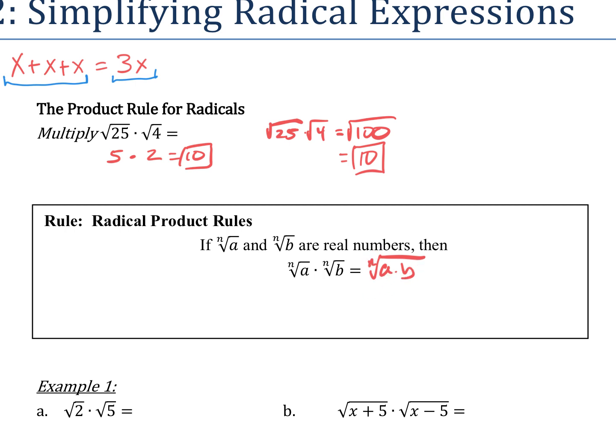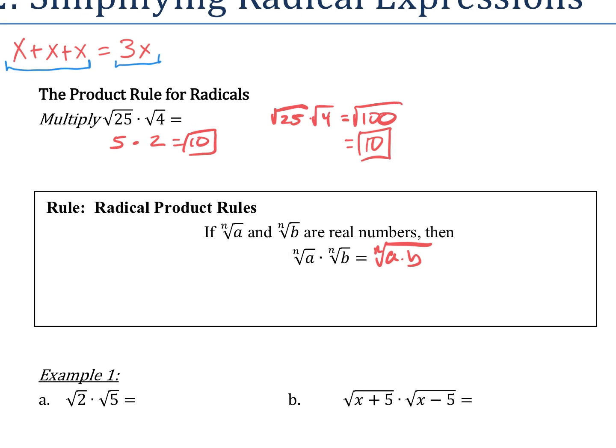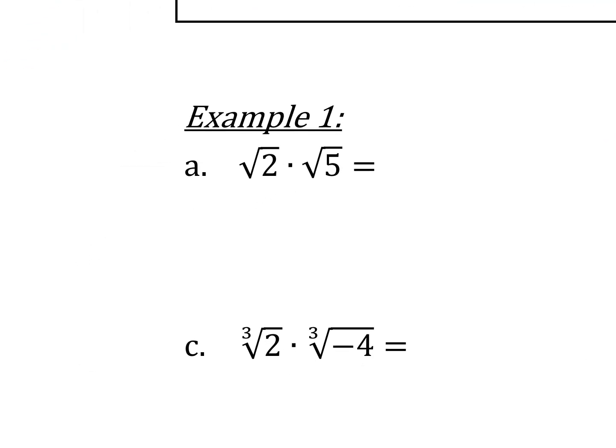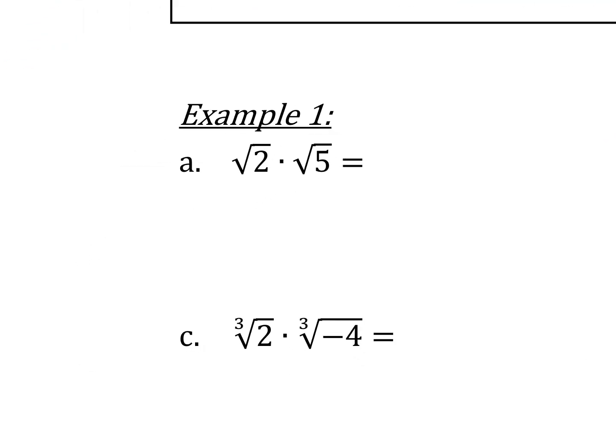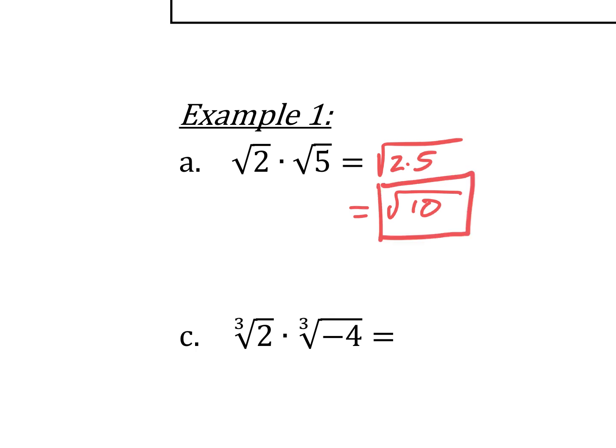Okay, so let's see how that works. So we've got the square root of 2 times the square root of 5. Well, that's just going to be the square root of 2 times 5. We can put them under one square root, and that is the square root of 10. So that is simplified right there.